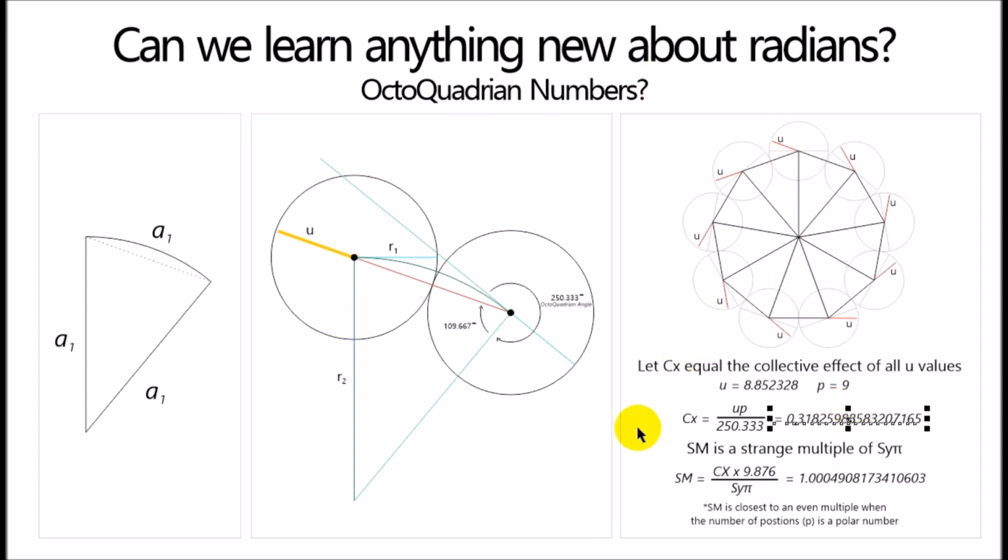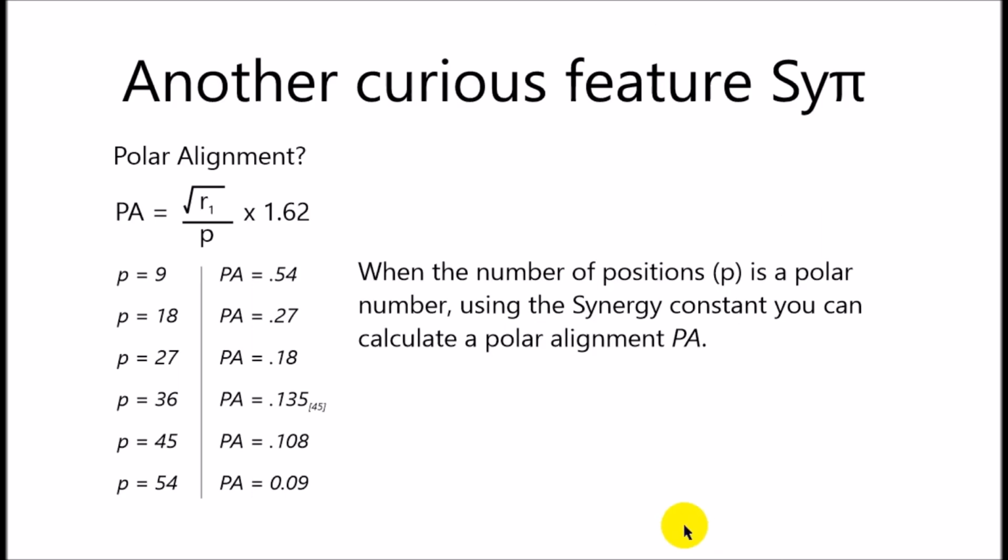So there's definitely something interesting and strange going on as far as pi, radians, and octoquadrians. Now let's look at another curious feature of SciPy, polar alignment. If we use a synergy constant, again, this is 1.62, so not a whole number constant, we can get something I call the polar alignment.